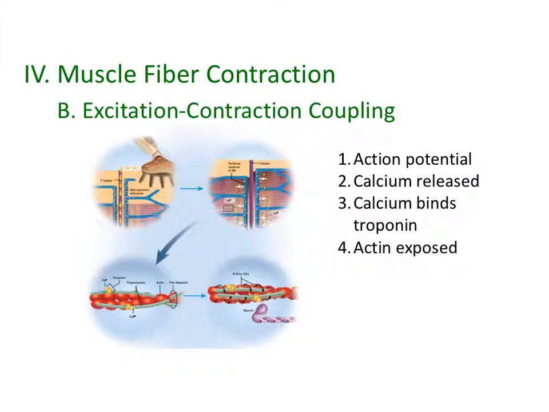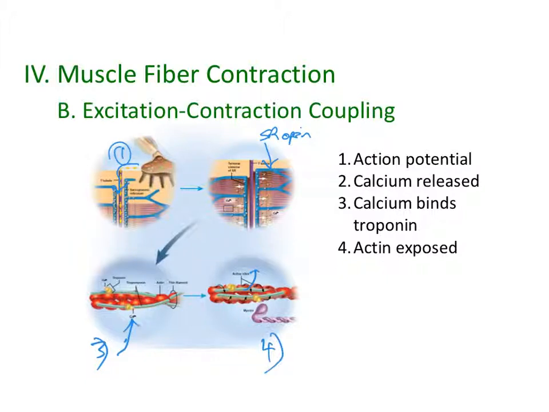So in summary, here we have step 1. We have action potential propagates down the T-tubule. Within the T-tubule, the action potential depolarization of the sarcolemma causes the SR to open, releasing calcium, so calcium levels in the cell increase. Calcium in step 3 binds troponin. When calcium binds troponin, troponin then changes conformation, pulling tropomyosin off of the myosin binding site on actin, and then actin is exposed and we can get contraction.